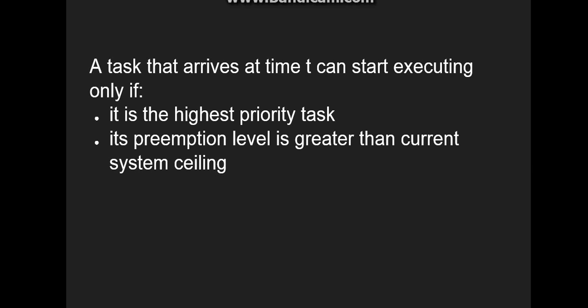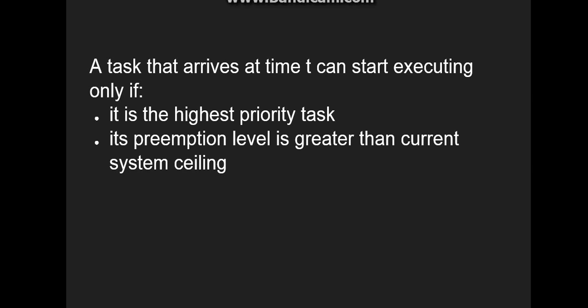Two more important terms come into the picture of SRP, which are ceiling and the system ceiling. Ceiling is basically the maximum of preemption level. The process which has the highest preemption level gives the ceiling of that resource. Every resource has a ceiling, and the system ceiling is, at any instant of time, the maximum ceiling among all the locked resources. So ceiling relates all the preemption levels, and system ceiling relates all the resource ceilings of the process.